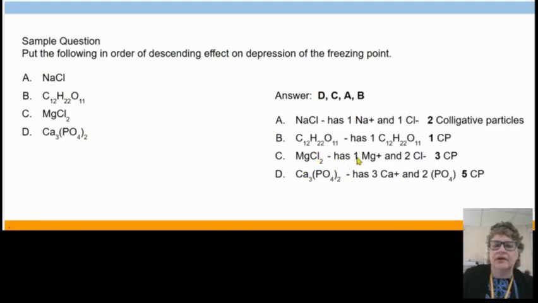Magnesium chloride, you have the 1 magnesium and you have the 2 chlorines. Add those together, you get 3 colligative particles. And then calcium phosphate, you have 3 calciums and 2 phosphates, and so now I have 5 colligative particles. If I want to put them in descending order, I just put them in order of the numbers. D is the highest, so that goes first. C is the next highest, that goes second. A is the next highest, so that goes third. And B is last.